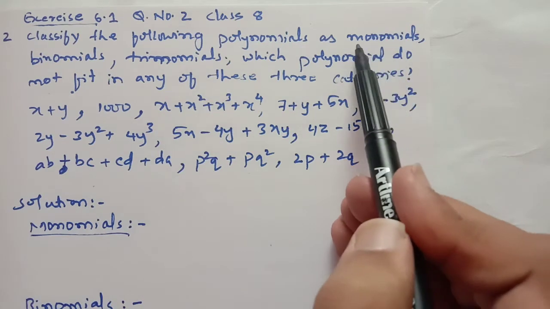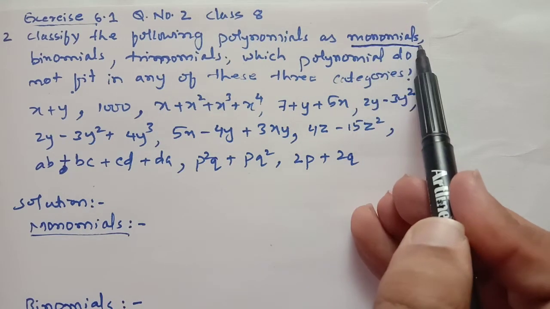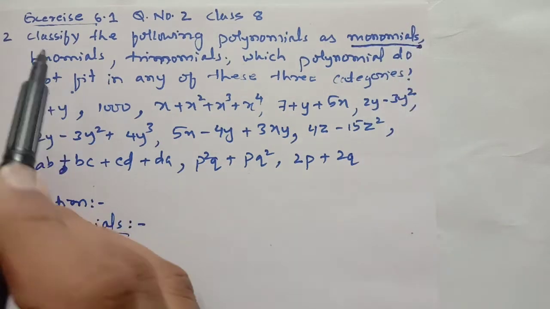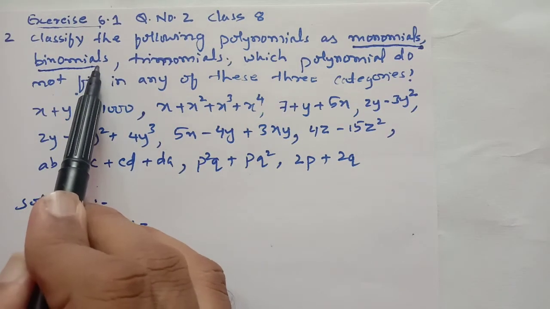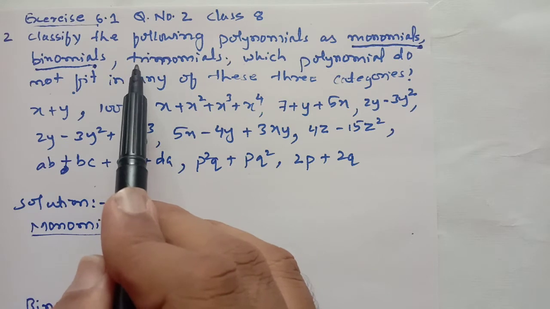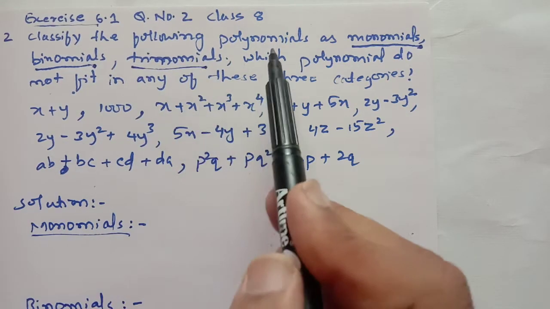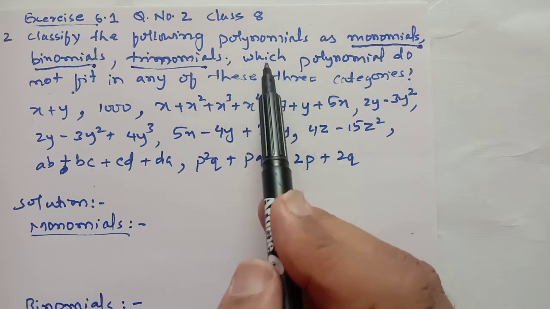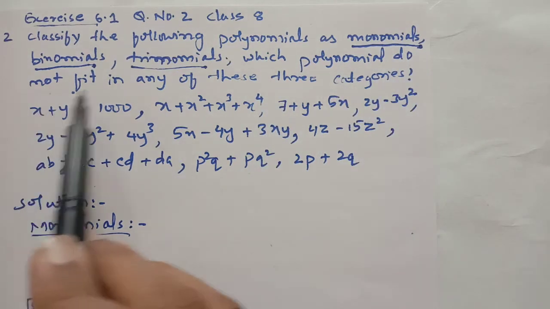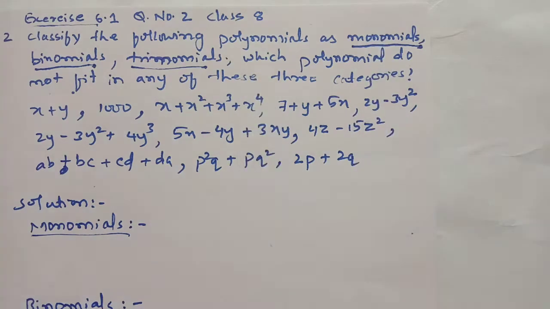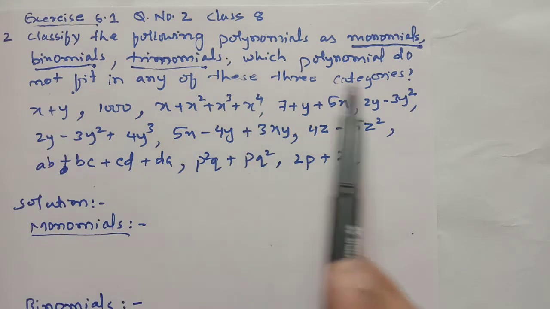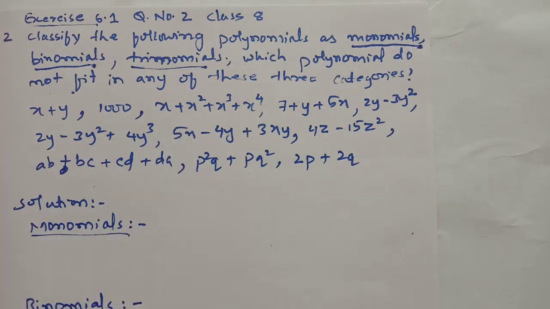You know, an expression having one term is called a monomial expression, an expression having two terms is a binomial, and an expression having three terms is a trinomial. And also in the question it is mentioned which polynomial does not fit in any of these three categories. Okay, that we have to see. The expressions are given. Let's start.